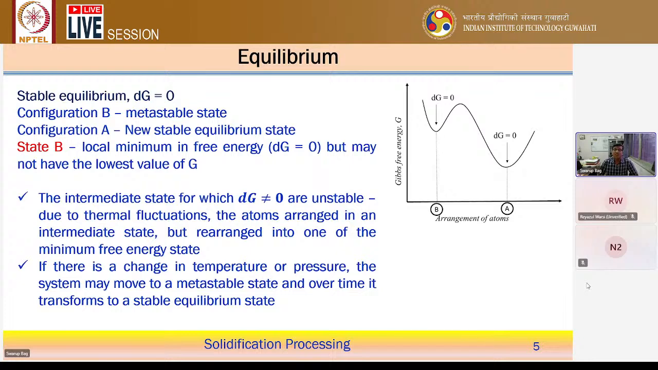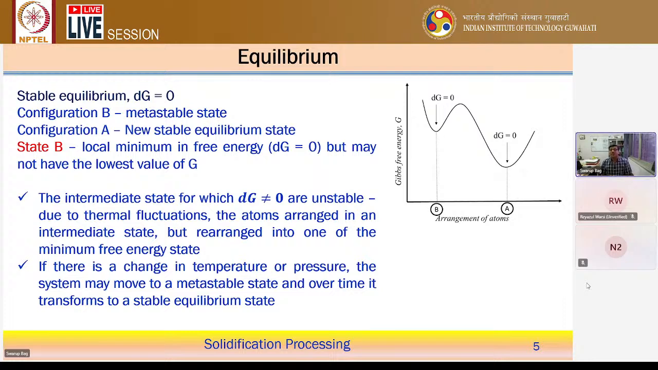Now, if there is a change in the temperature or pressure, our system tries to move into another equilibrium state, or I can say another metastable state, over time. But over time, it gradually tries to transform to a stable equilibrium state. So these are the physical phenomena associated with any kind of equilibrium state in a thermodynamic system.